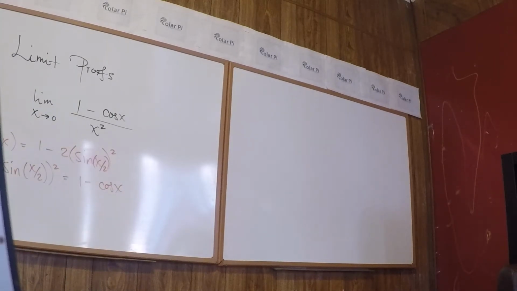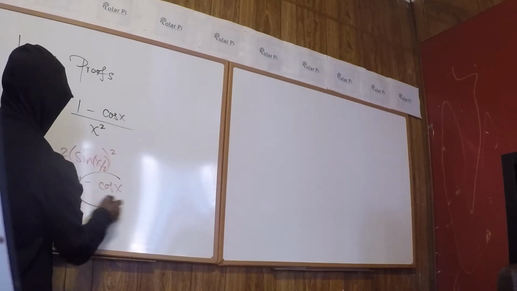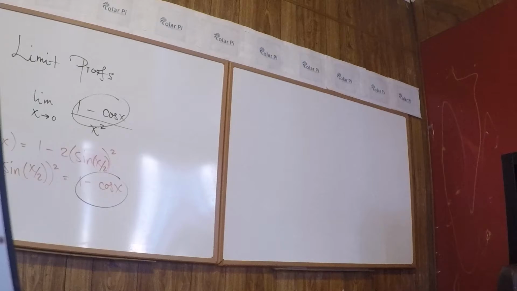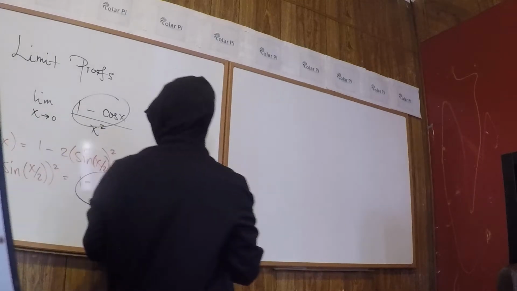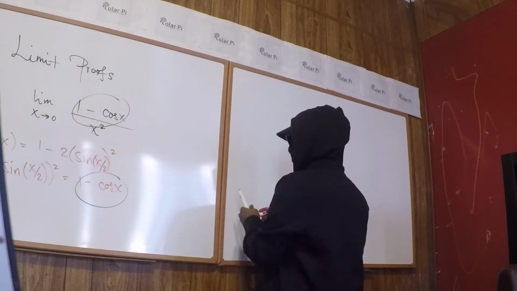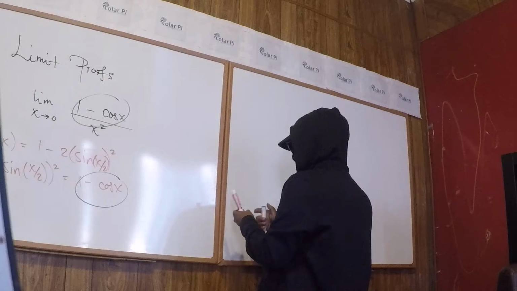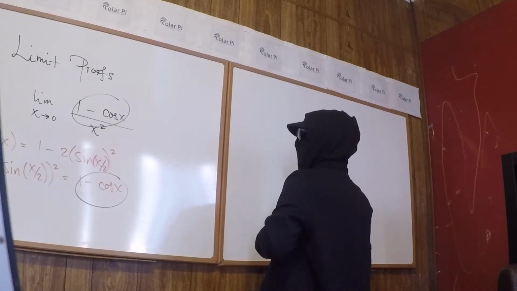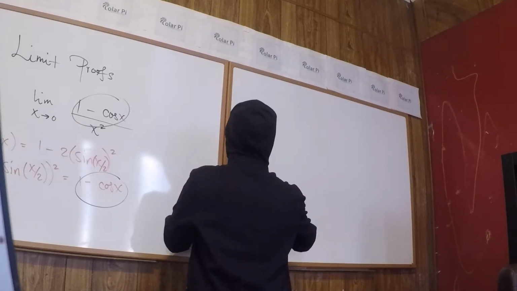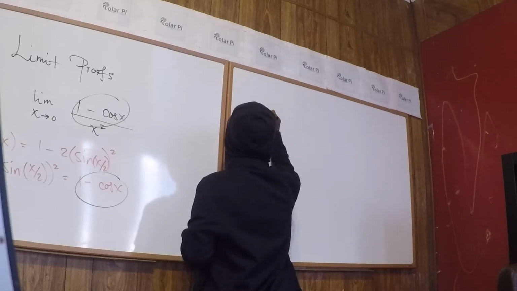Now check this out, y'all. Why did I care to do all this? Because that numerator, 1 minus cos x, you can replace with this left-hand side. So that means that our limit question is the same as the limit as x goes to 0.